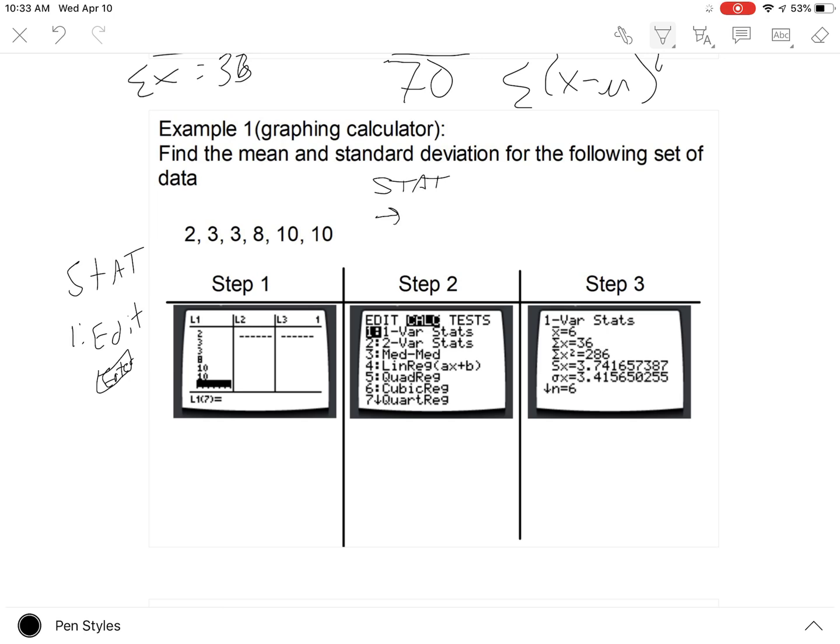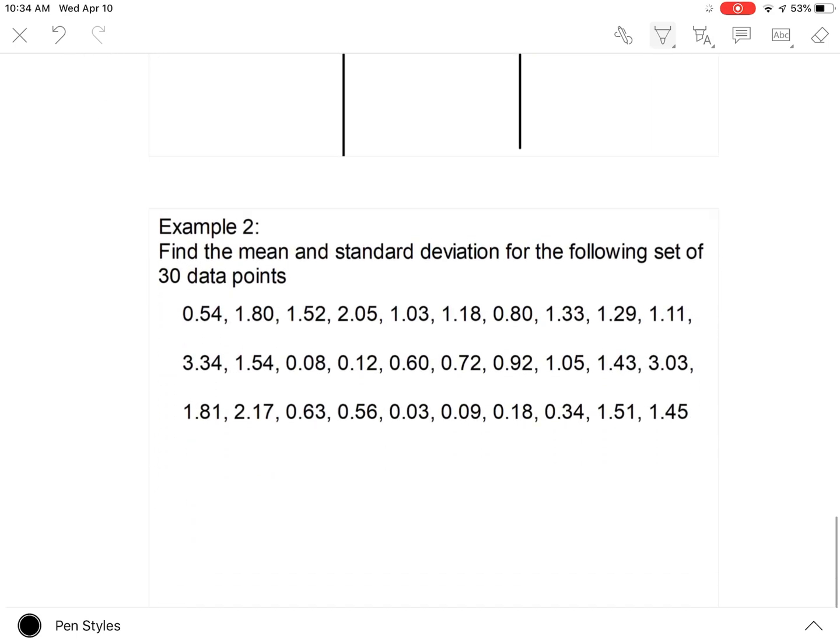To get to this screen, you're going to go back to that stat menu, but you're going to have to arrow over once, and then you're going to have to hit the number 1 for 1-Var Stats, and then hit enter. It should bring 1-Var Stats up. While 1-Var Stats is written there on the screen, hit enter again, and those numbers should pull up. If you use your down arrows, you should be able to scroll, and you can figure out the average was 6. The sum of x was 36. Your Sx is 3.7, but we're not using that one. We're using the population one of 3.41, which is exactly what we got doing it by hand.